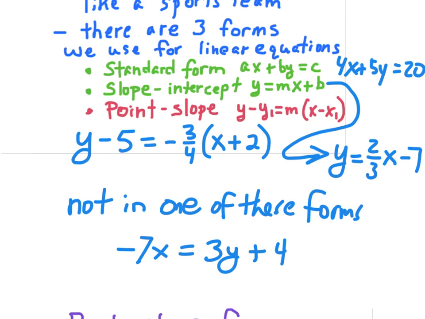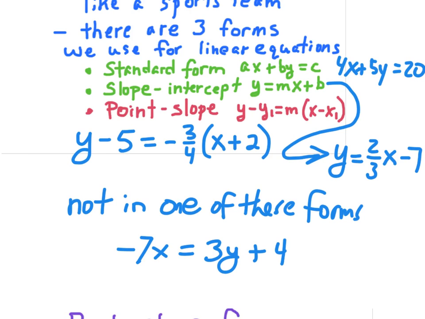Now, we could very easily get this one into standard form by doing what? Look at the equation I have in standard form. You move the x to the other side. Or move the y term to the other side, right? Okay? But it's not in slope intercept form.